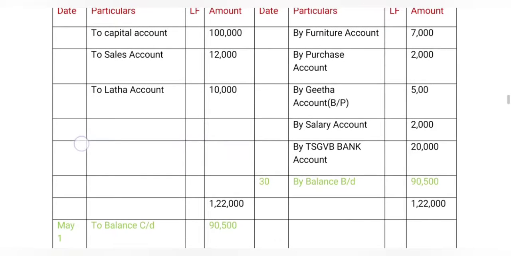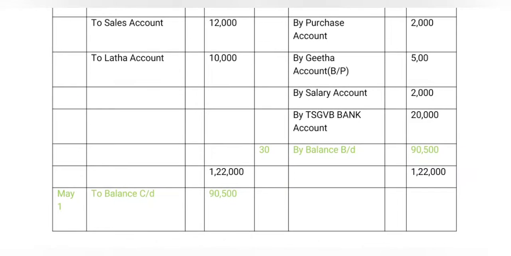Here the credit side is less, that's the reason we deduct that amount. The remaining amount is 90,500. This amount is transferred to the next month's starting.